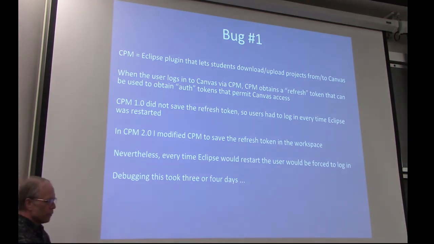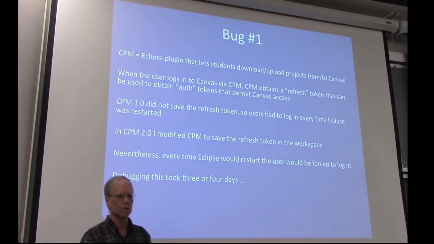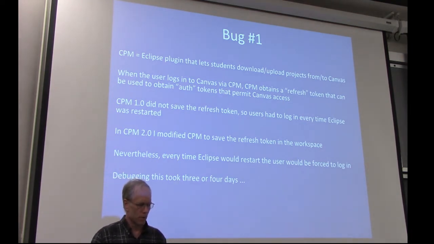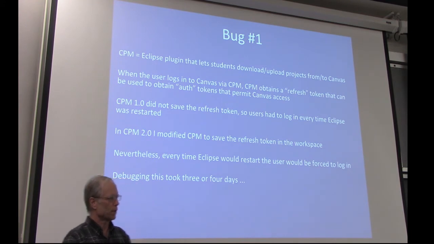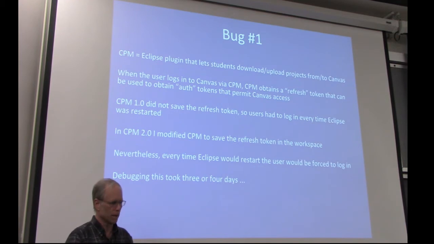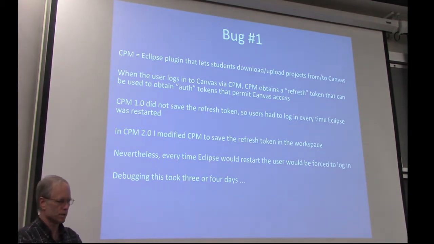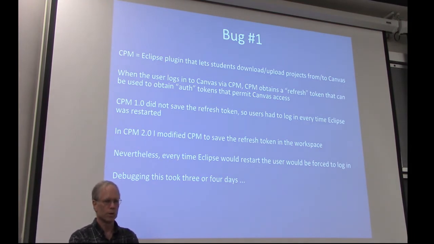And to do it, you have to authenticate with Canvas. So the first time you use it, you have to type your Canvas credentials, log into Canvas. And originally in CPM1, we did not save the refresh token. When you log in, what the program receives is something called a refresh token, and as long as it holds that token, it can access Canvas. If you throw it away, you have to log in again. So in CPM1, it didn't save the token in any permanent place. So whenever you quit Eclipse and restart it, you have to log in again. And students complained about it.